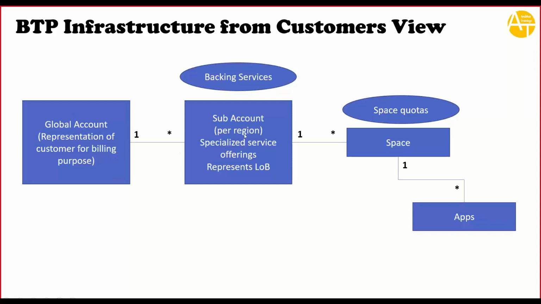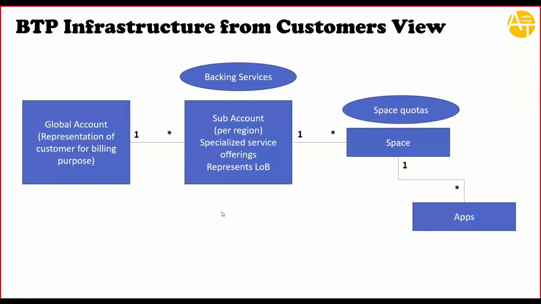So all the resources will be allocated then in the sub account. Yes, it could be according to country, according to LOB. And this is where you will have infrastructure. Within the sub account, you have spaces. What is a space? So basically, at a global account level, let's say I assigned three HANA instances, and you have given those three HANA instances to three sub accounts. All three are running HANA now.